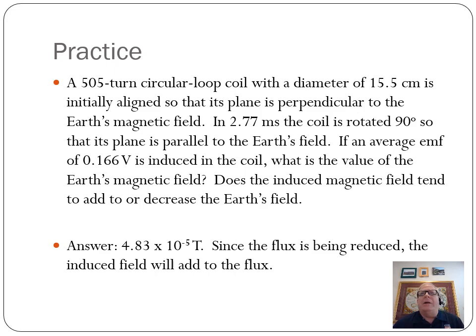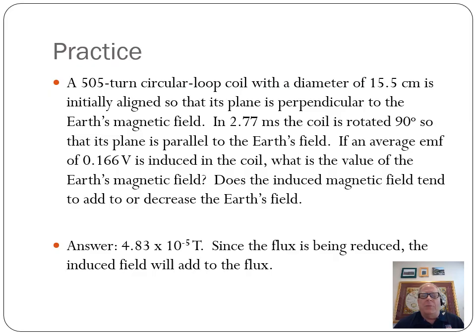Here's a nice numerical problem for you to work on. You have a 505 turn circular loop coil with a diameter of 15.5 centimeters, initially aligned so the plane is perpendicular to the Earth's magnetic field. In 2.77 microseconds, the coil is rotated 90 degrees, so that it is now parallel to the Earth's magnetic field. If an average EMF of 0.166 volts is induced in the coil, what is the value of the Earth's magnetic field? And does the induced magnetic field tend to add to or decrease the Earth's field? The answer is down there.